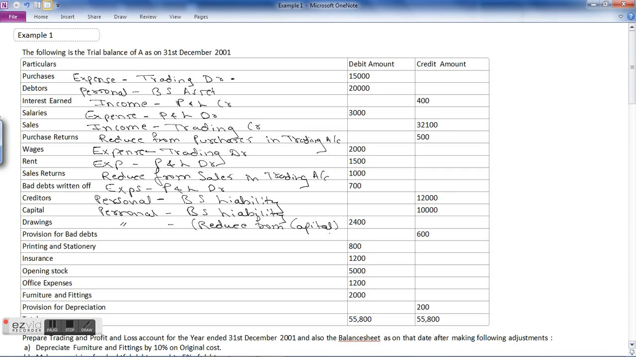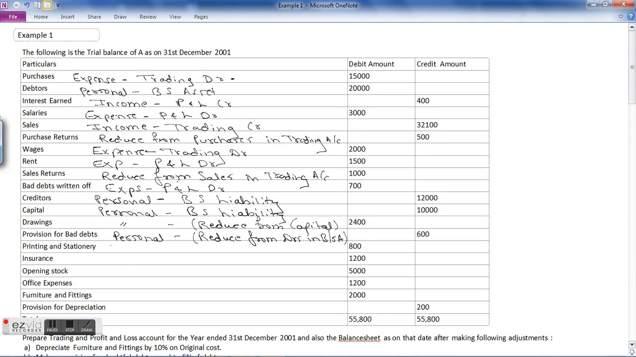Then the next is the provision for bad debts. Provision for bad debts is like your representative personal account. It is showing a credit balance, but since the bad debts are related to debtors, what we'll do is we'll reduce it from debtors in the balance sheet, asset side.